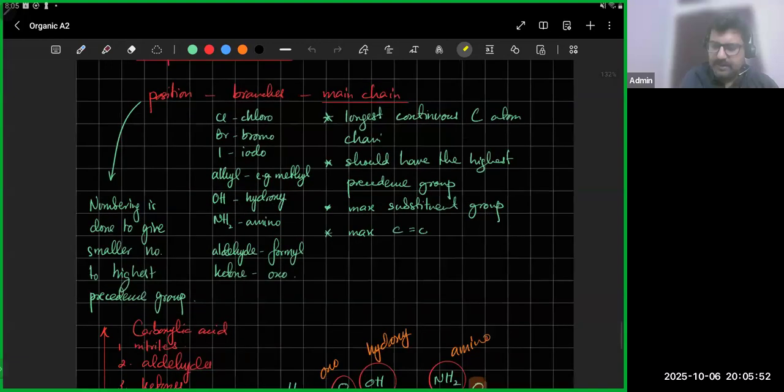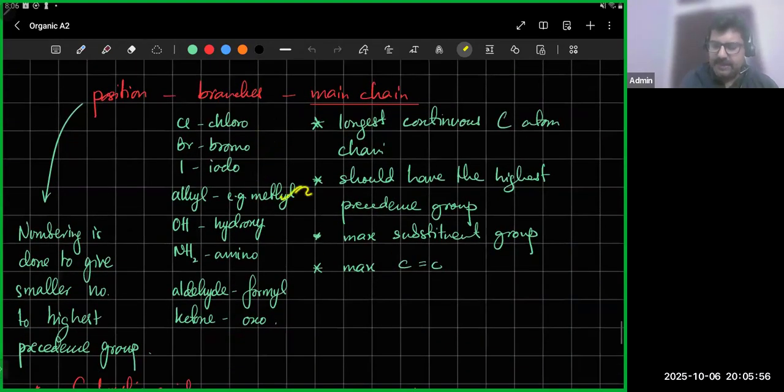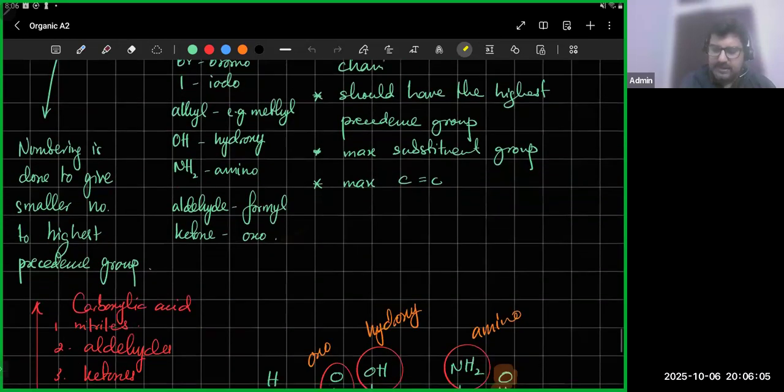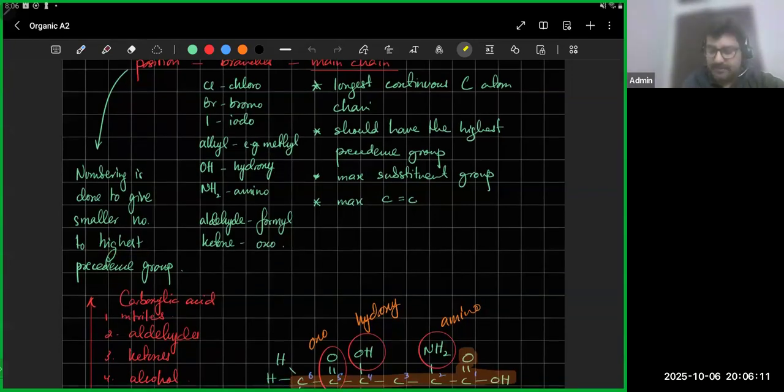Branches are named: Cl is chloro, Br is bromo, iodo, alkyl chains like methyl, ethyl, etc. OH is called hydroxy. Amine is called amino if it's a branch. Aldehyde is called formyl. Ketone is called oxo. And numbering is done to give the highest precedence group the smallest number.